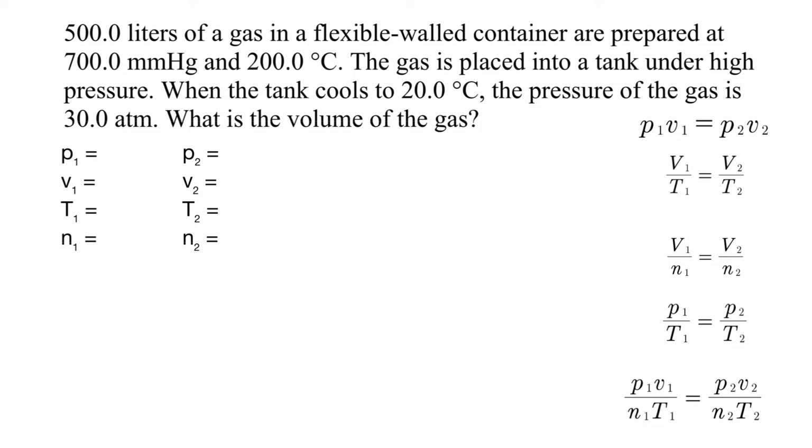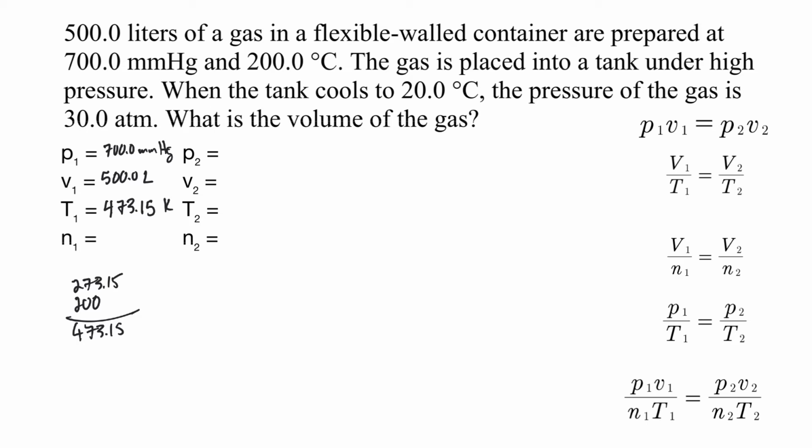This one says 500 liters of gas, so that's a volume. So 500.0 liters are prepared at 700 millimeters of mercury. That's a pressure. And they're at 200 Celsius. That's Celsius again, so 200 plus 273.15 would be 473.15. That's my initial temperature, 473.15 Kelvin. The gas is placed in a tank under high pressure.